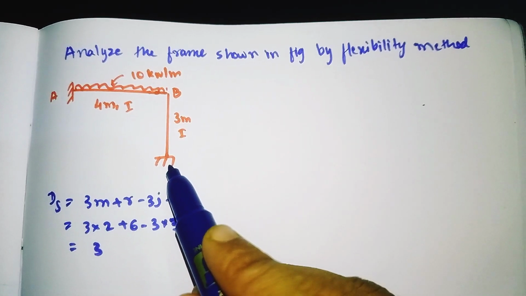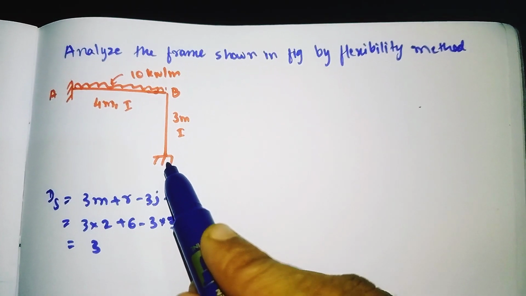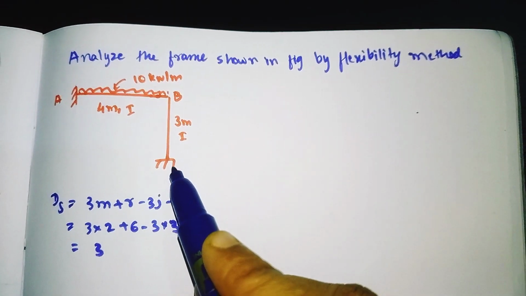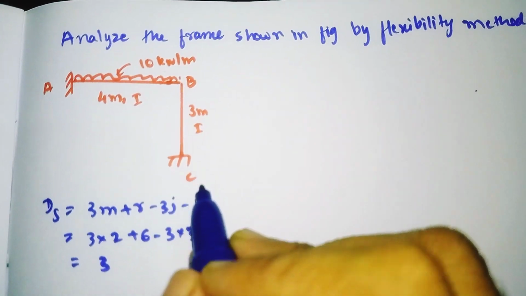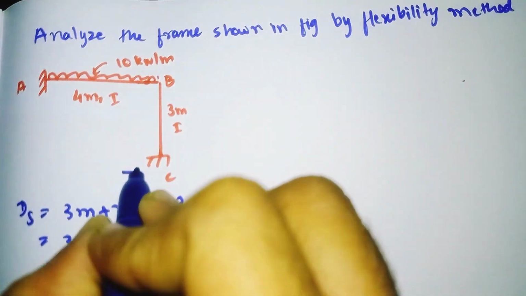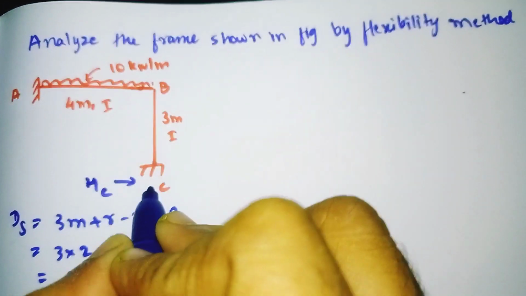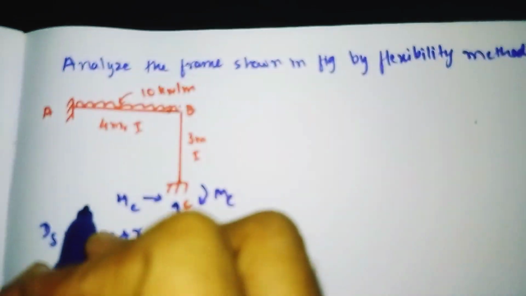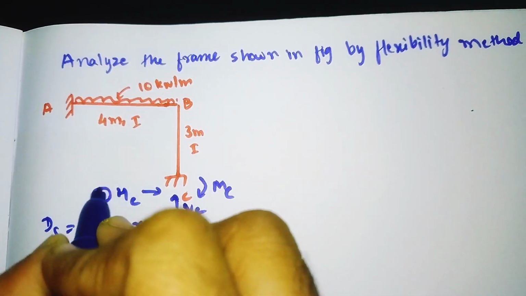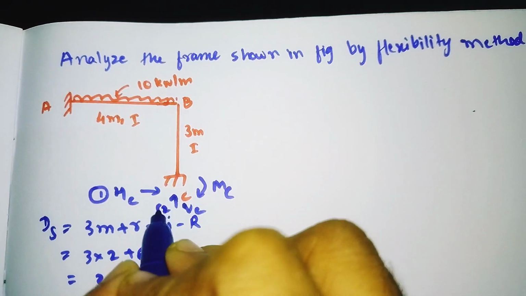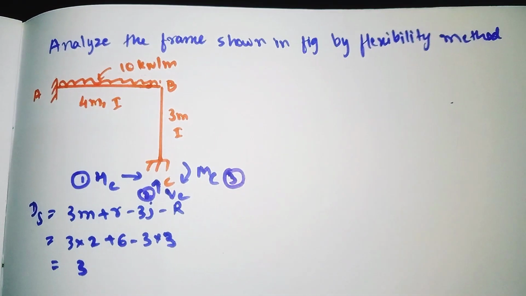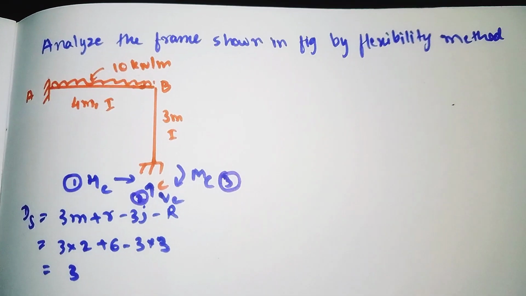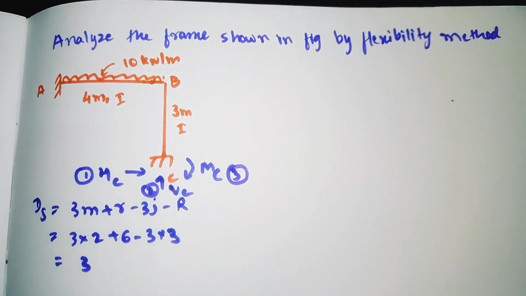To make it statically determinate, we have to remove the 3 redundants in the structure. So I am selecting the support C. I'll release the fixed support at C and consider SC, VC and MC as redundants. I'll name them: this is coordinate number 1, this is coordinate number 2, VC, and the moment is coordinate number 3. Now I will redraw the diagram, the released structure of this frame, by drawing.